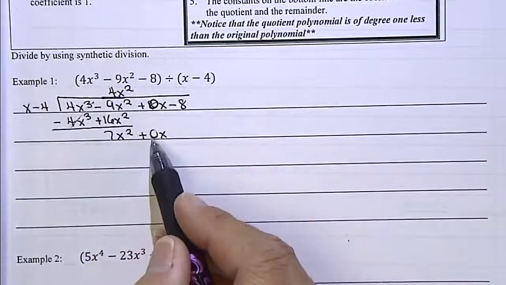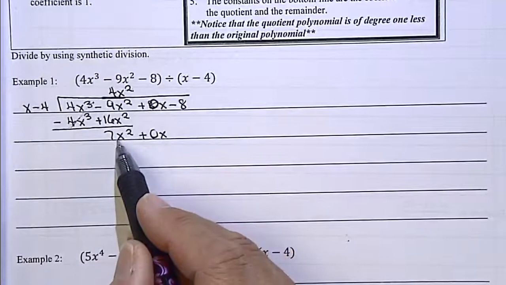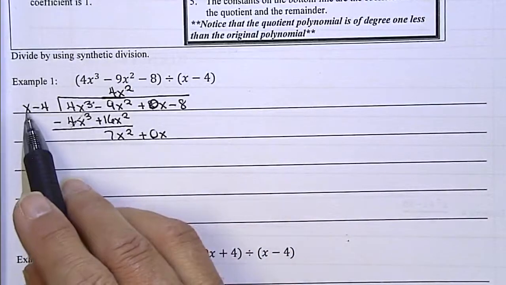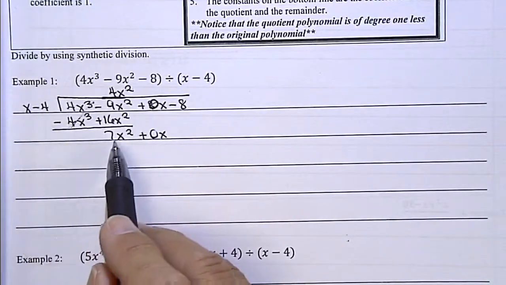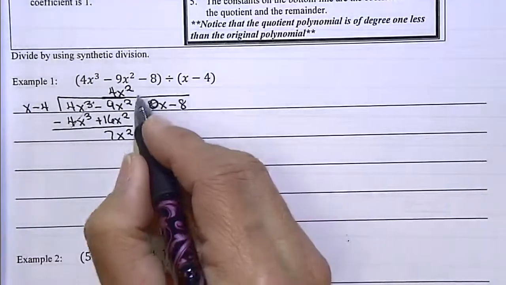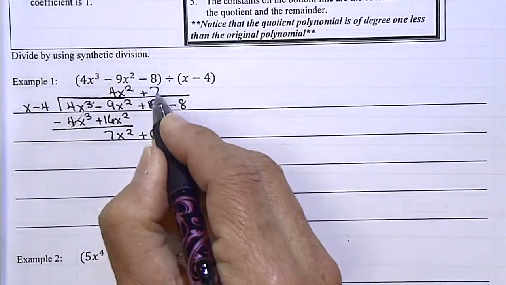Okay, so let's go down and say, okay, next I'm looking at this number, the first part of it, 7x squared. I'm still dealing with x. What do I multiply times x to give me 7x squared? Okay, so I'll see a positive 7x, right?